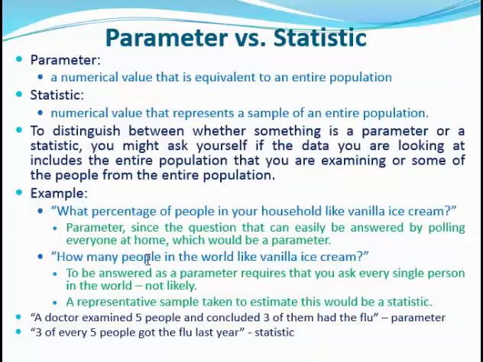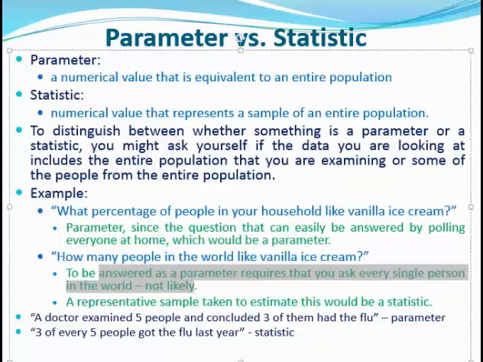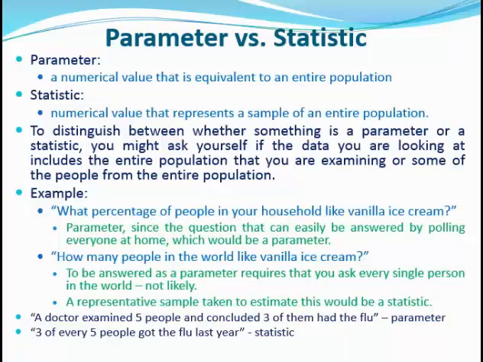On the other hand, if you want to know how many people in the world like vanilla ice cream, you're probably not going to be able to survey all 7 billion of them, so you take a representative sample. You can do a scientific study, a statistical analysis, or a survey and try to extrapolate that to the rest of the population, but the data that you do collect, the 100 random people that you sample, is going to be a statistic because it is only a component of the entire population that you are trying to study.